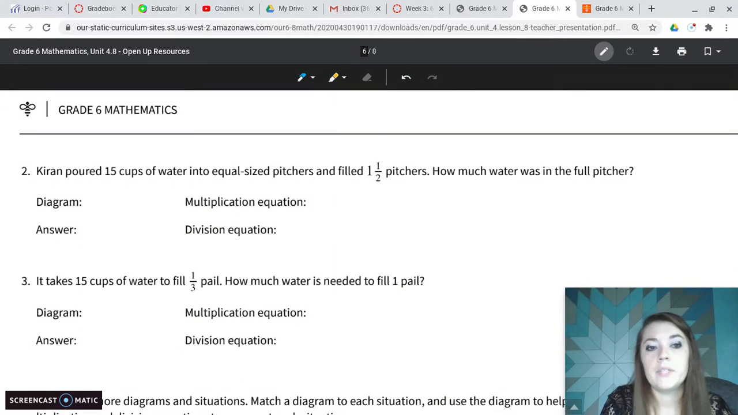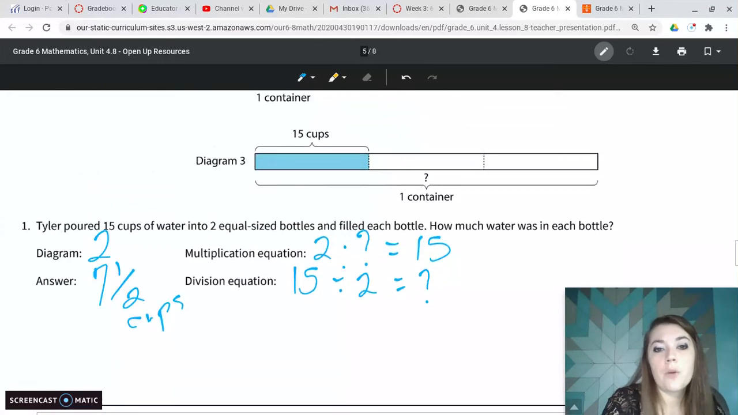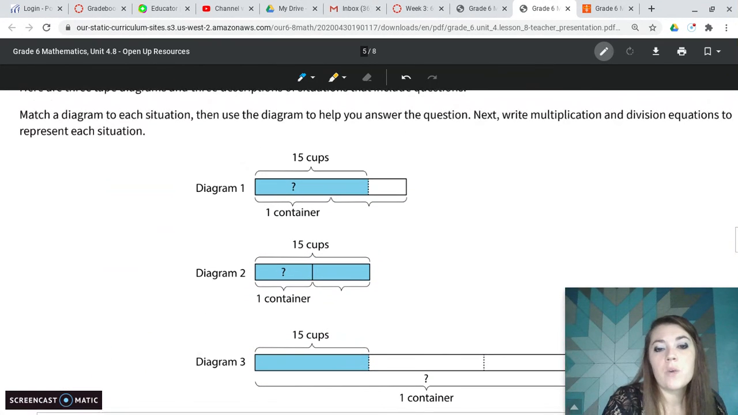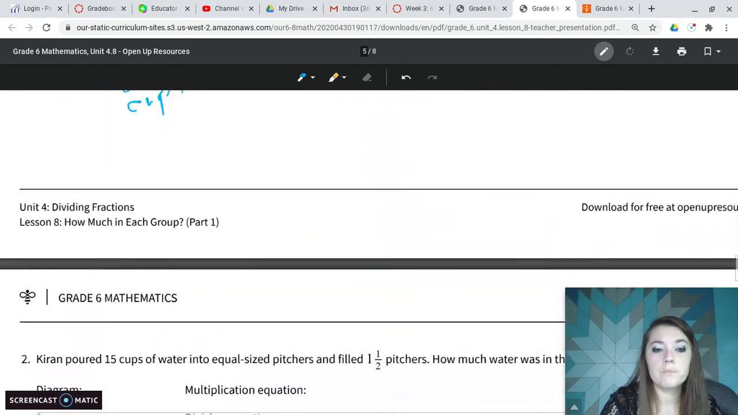Next question. Kieran poured 15 cups of water into equal-sized pitchers and filled 1.5 pitchers. How much water was in the full pitcher? Well, let's go back up here and look at our diagrams. Which one of these has us filling 1.5 containers or 1.5 pitchers? Well, that'd be diagram 1. We have 2 containers here, but this one's only a partial. So we have diagram 1.